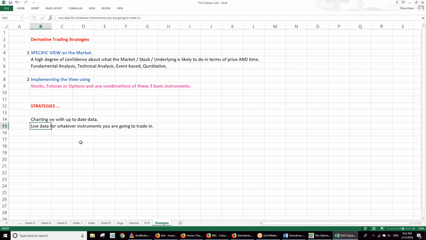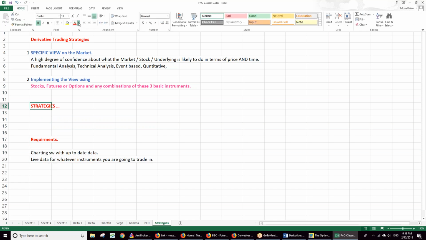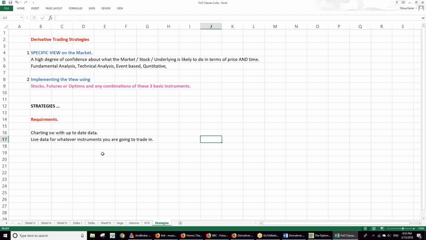Not that I want you to be sitting in front of the screen all the time, but I would really love for you to be able to track it. Maybe you could just put alerts, whatever works for you, so that you can see how things change on a live basis. You can be sure that there'll be a lot more activity on the WhatsApp group for this module. So live data would be good, charting software would be good.